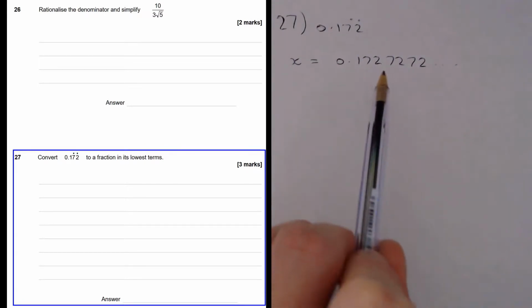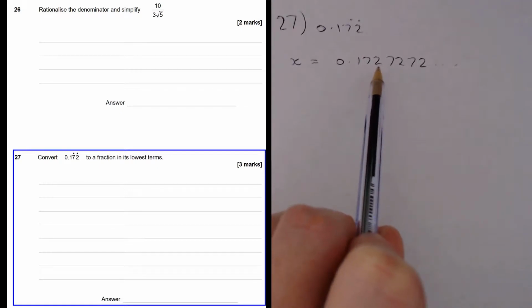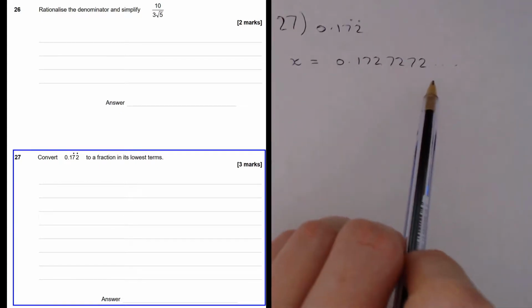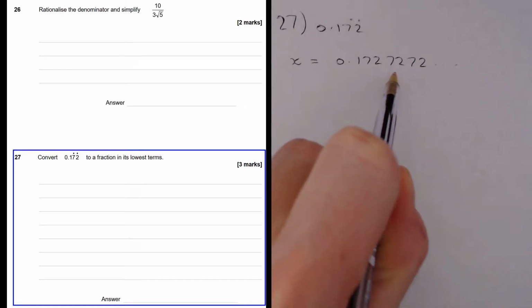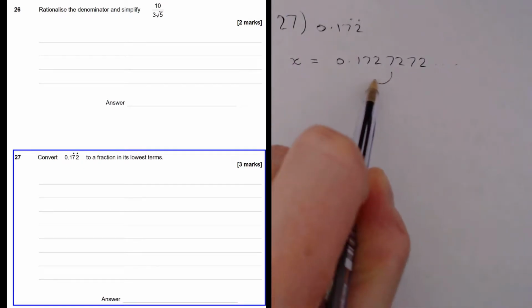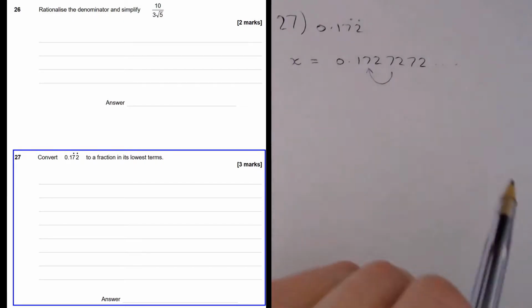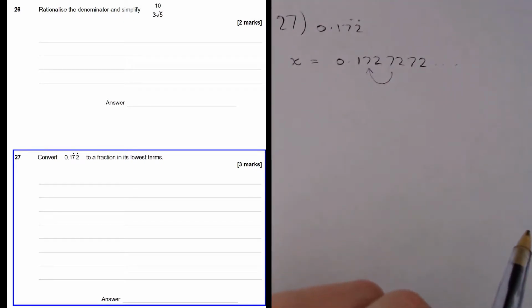Well, notice that the decimal repeats in 2's, so we have 72, 72, 72. So the bit that repeats is 2 in length. So if I multiply by 100, this 7 here, for example, will move up to here. And so in essence, they would align. This suggests to me then that we want to try 100x.